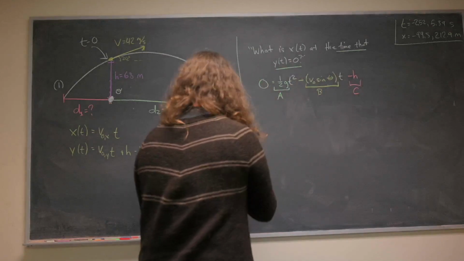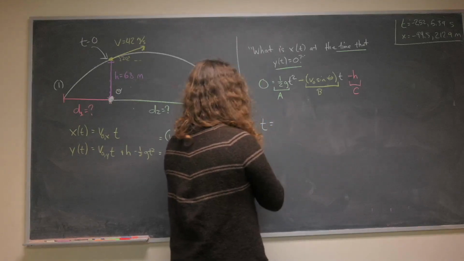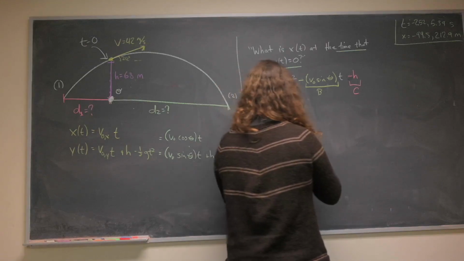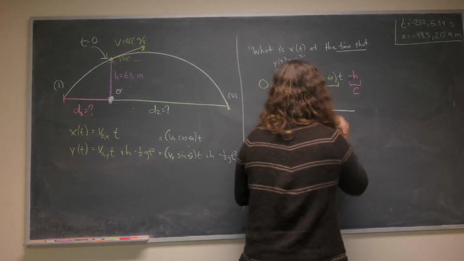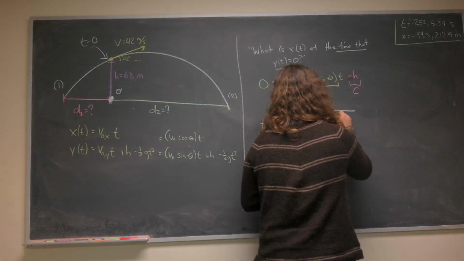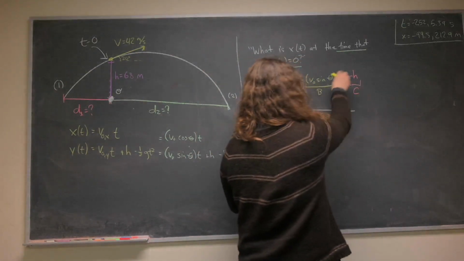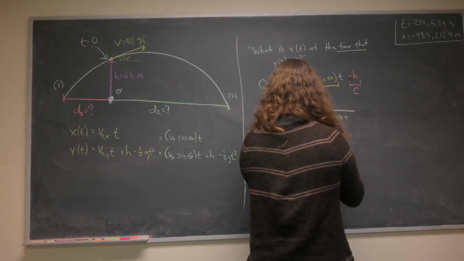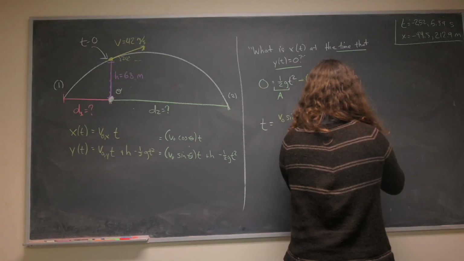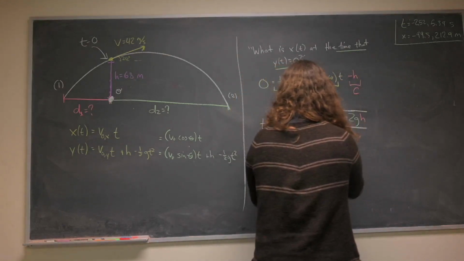And now I can write down the quadratic formula. T equals minus b, so that's v naught sine theta, plus or minus the square root of b squared, so v naught squared sine squared theta, minus 4ac, which gives me, so that minus cancels that minus to give me a plus, 2g times h. And then all of this is divided by 2a, which is just divided by g.